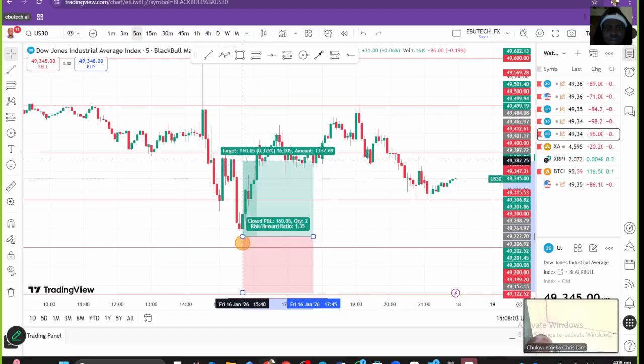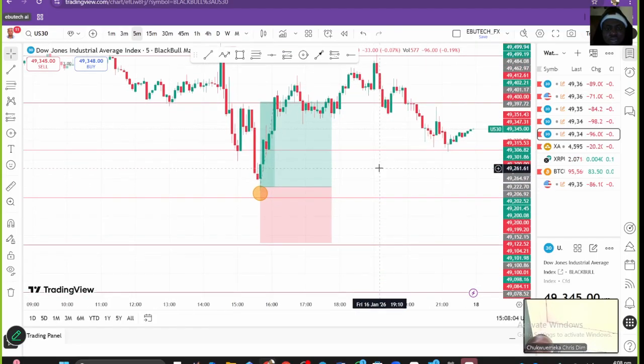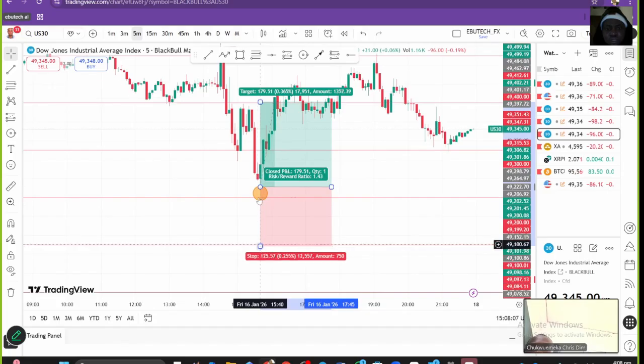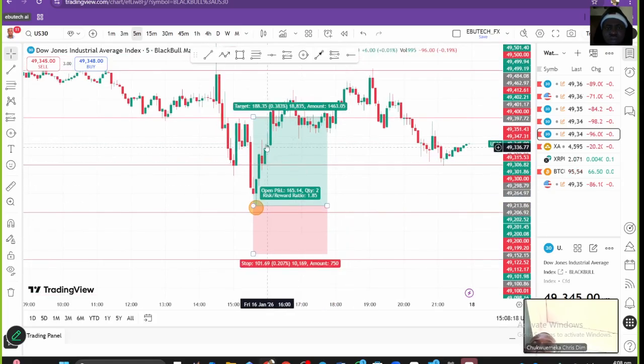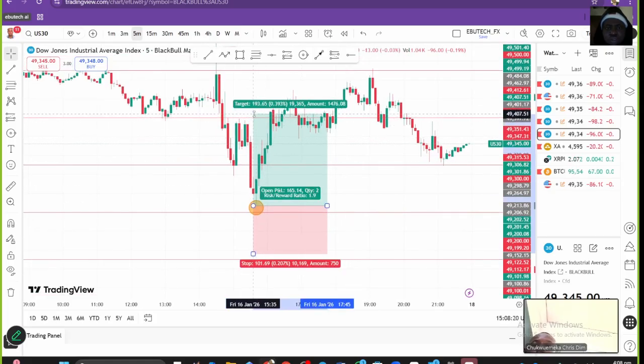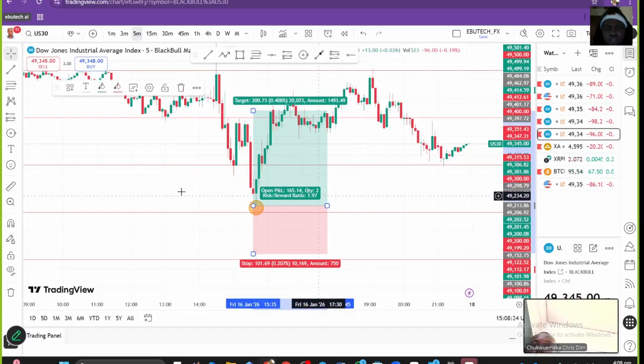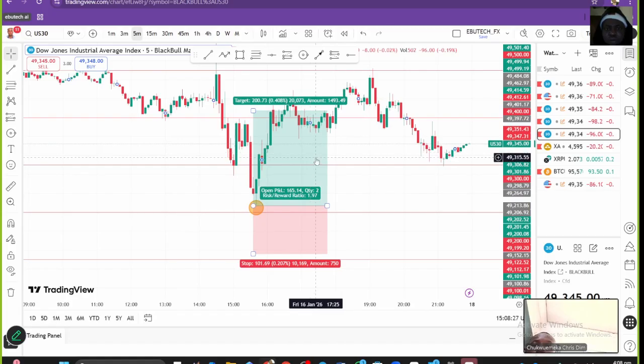This is my entry. This is my take profit. My stop loss is 100 pips. My take profit is how much? It is 200 pips, right? My take profit is 200 pips.